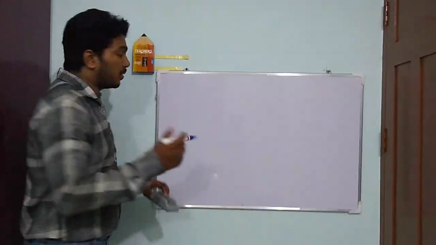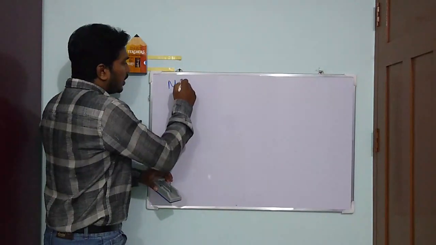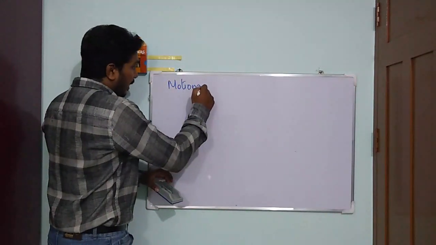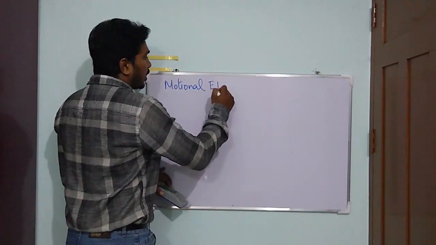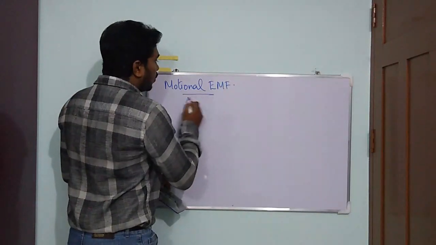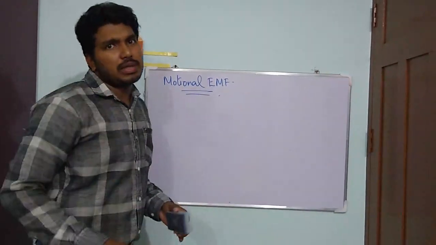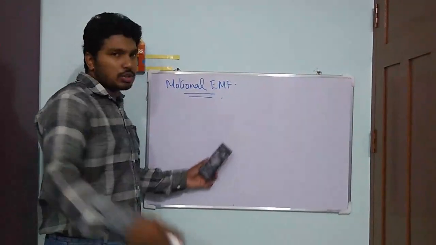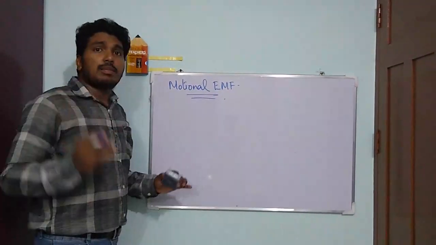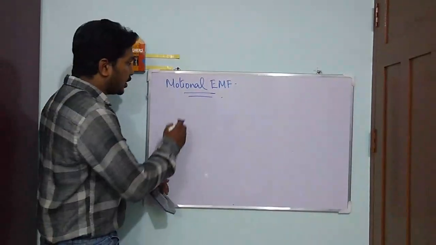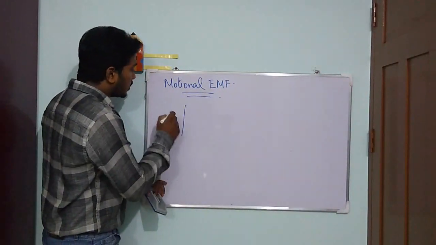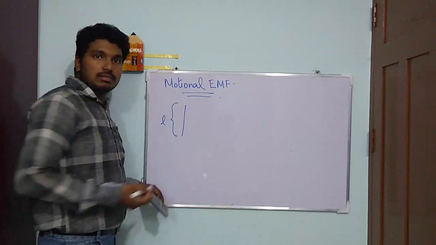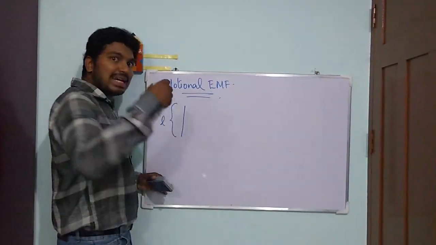Alright, so motional EMF. When a conductor is moving in a magnetic field, we have to learn about motional EMF. Now, from this topic, questions have appeared previously, okay? So I will tell you the region from where the questions appeared towards the end. So motional EMF means when a conductor, suppose the length of the conductor is L, is actually moving inside a magnetic field.